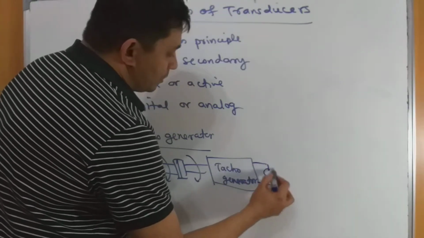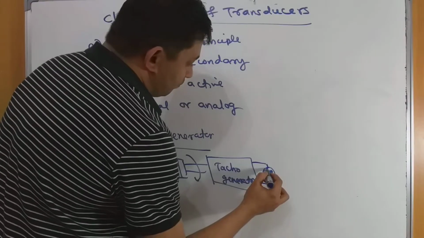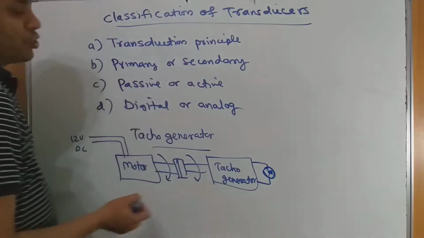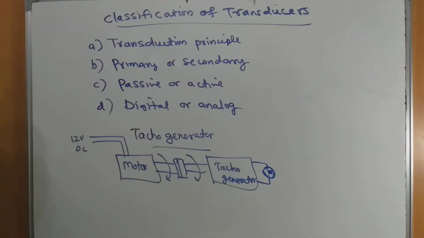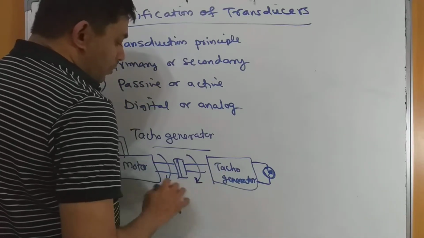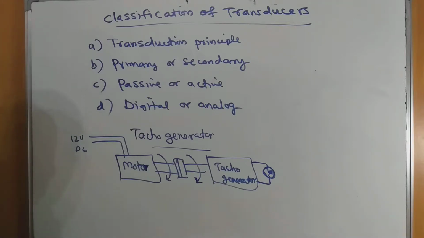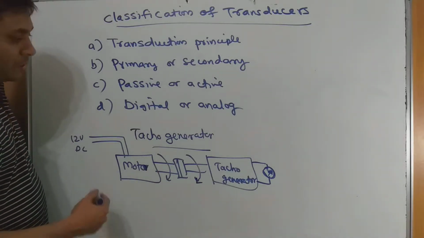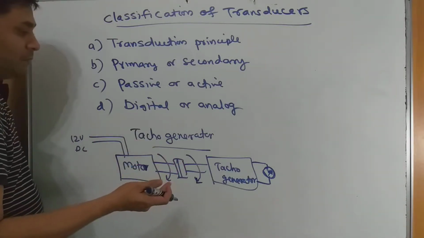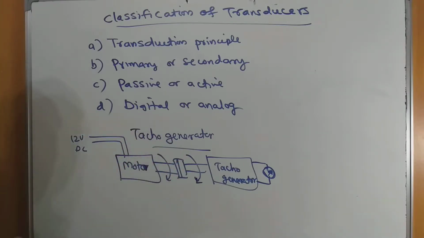This is already coupled with a tacho generator. And if you connect an instrument, a voltmeter, it will be able to measure the voltage, and this voltage is proportional to the speed at which this particular motor runs. So here the output is in the form of an analog signal. Now, with the same technology, the speed can also be measured by a digital device.